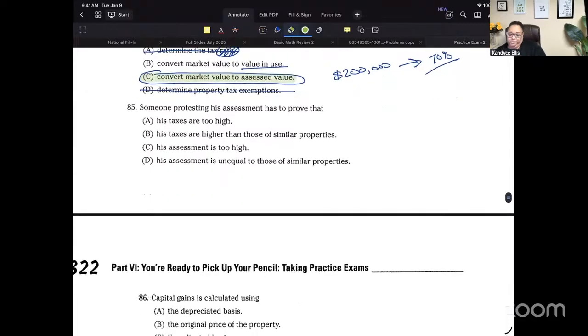Someone protesting their assessment has to prove what? Is it A, that their taxes are too high? B, their taxes are higher than those of similar properties? C, his assessment is too high? Or D, the assessment is unequal to those of similar properties? I have a thought here, but what are you all thinking? This is a good one.